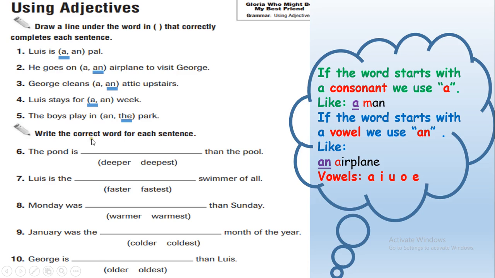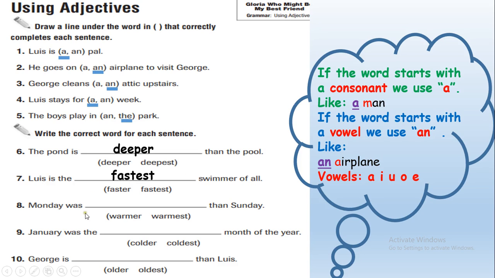Now we need to write the correct word for each sentence. The pond is deeper or deepest than the pool. Remember, we're comparing between two things, the pond and the pool. So what do we use? An adjective with ER. Excellent. The pond is deeper than the pool. Louis is the faster swimmer of all, or the fastest. Since we're comparing Louis with so many swimmers, we're going to use an adjective with EST. Louis is the fastest swimmer of all.